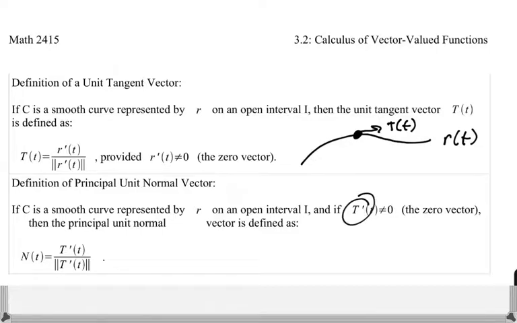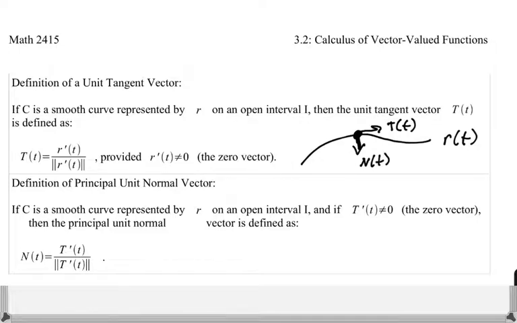And finding the unit tangent vector is going to be kind of a pain. If it's not 0, then the principal unit normal vector is defined as N of t equals T prime of t over the magnitude of T prime of t. So this is the unit vector of the derivative of the unit tangent vector, and that's going to give us the principal unit normal vector. That's going to point in the direction that you're curving towards.